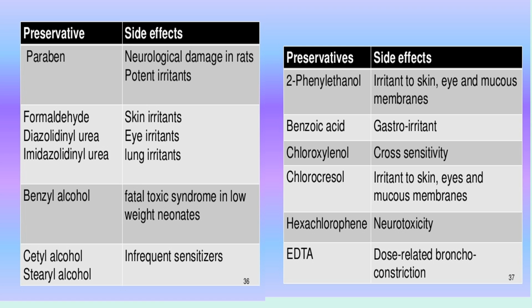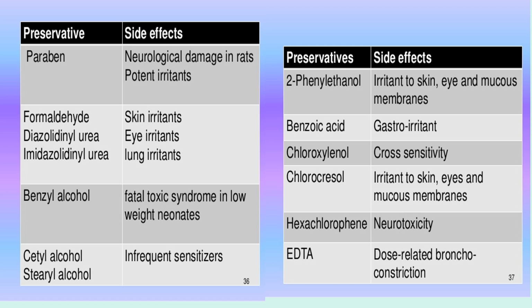Paraben is associated with neurological disorder in rats. Some are potent irritants. Formaldehyde, diazolidinyl urea and others all cause skin irritation. Imidazolidinyl urea and benzyl alcohol cause fatal toxicity in low weight neonates. If you give benzyl alcohol to low weight neonates, they develop gasping syndrome. Cetyl alcohol and stearyl alcohol are infrequent sensitizers.